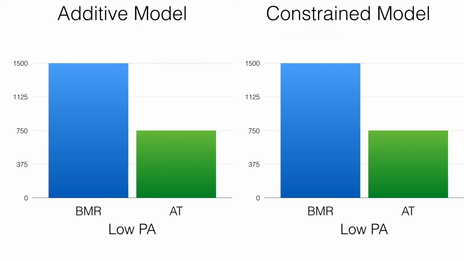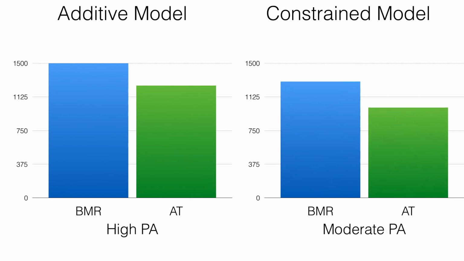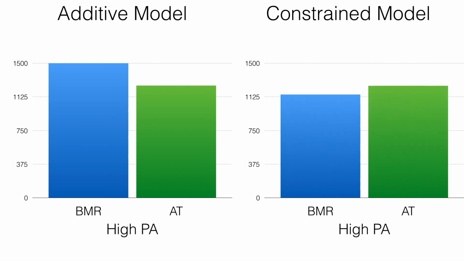Just to help visualize these two models, in the additive model, as the energy cost of physical activity increases, the total energy expenditure increases by the same amount, completely additive. Whereas in the constrained model, as the energy cost of physical activity increases, the basal metabolic rate decreases to partially compensate. Interestingly, we see the same thing when people restrict their energy for weight reduction.